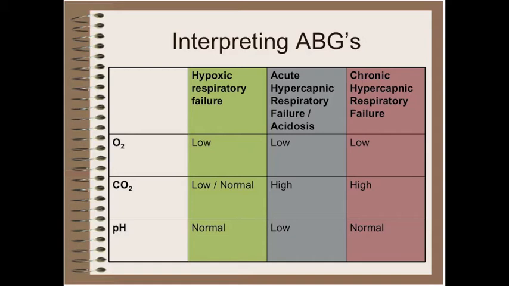I mentioned the buffering system before, which the kidneys really maintain, and when we get a chronic hypercapnic respiratory failure, this buffer system comes into play. So the pH is normalized, but the carbon dioxide remains high.